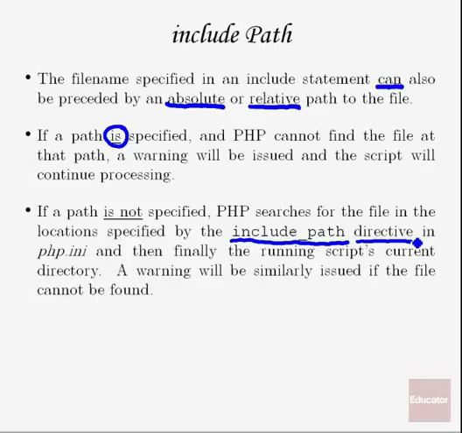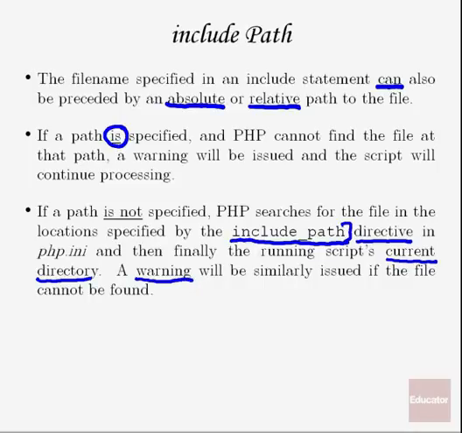If it can't find the file in those directories specified by include path, then it finally looks in the running script's current directory, which is what happened in our case, and loads the file. Now if it can't find the file in any of those locations, it does the same thing as if a path were specified. It's going to issue a warning that the file can't be found, and then it's going to continue to process the script.